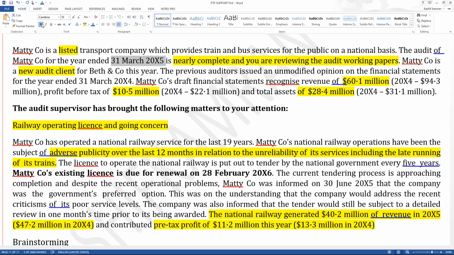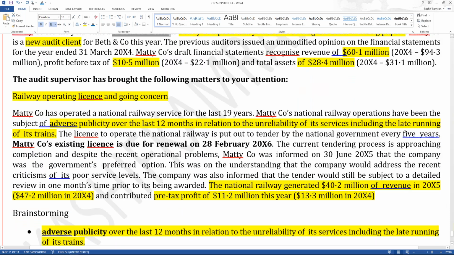So the license is due for renewal on the 28th of Feb 20x6. Is that in the definition of a foreseeable future? Is that 12 months after the balance sheet date? Going concern, right? When the auditor is evaluating the going concern, is the auditor evaluating the 12 months after the balance sheet date? Okay, so the license is due for renewal on the 28th of Feb.